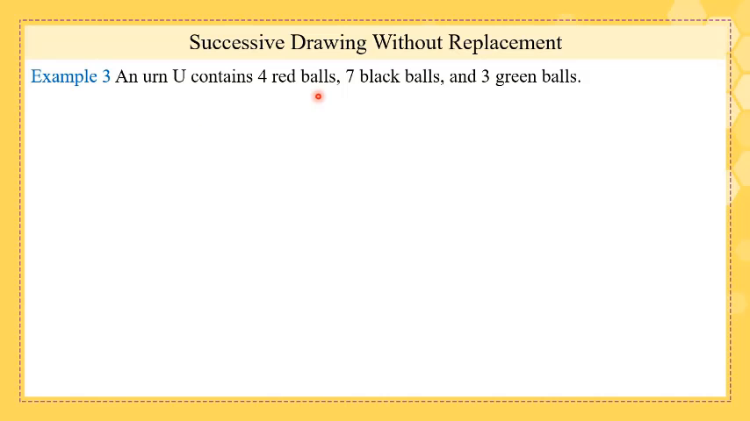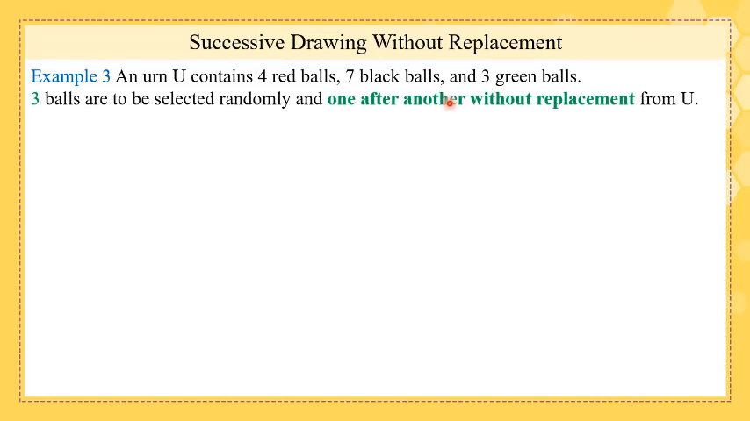An urn contains 4 red balls, 7 black balls, and 3 green balls. So it contains 14 balls. We need to choose 3 balls out of them, one after another without replacement. This means successively without replacement. So in fact, we have 14 balls and we need to select 3 balls out of them successively without replacement.